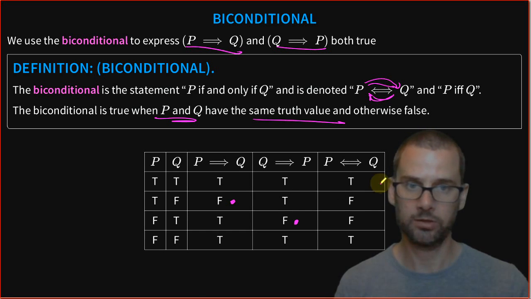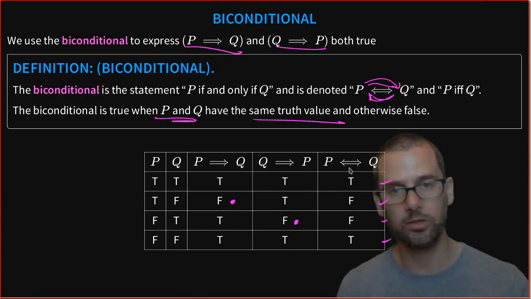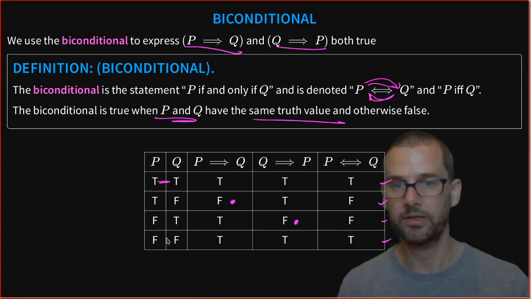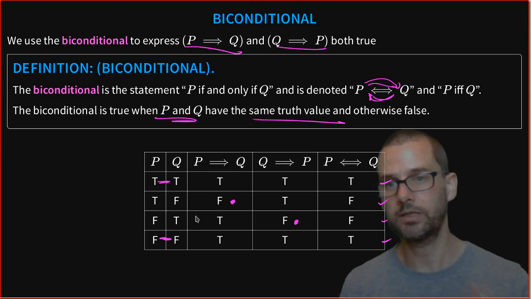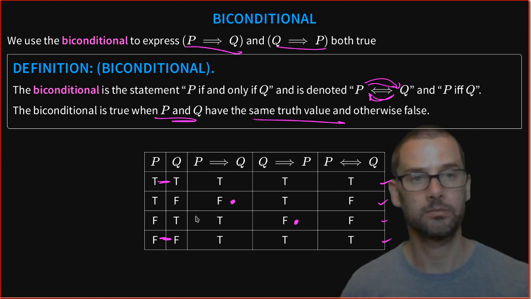True and true is true. False and true is false. True and false is false. True and true is true. And so this statement is true when P and Q have the same truth value, and false when they have different truth values. This is a very useful little object. Again, we'll come to it as we do more examples. We'll stop there.